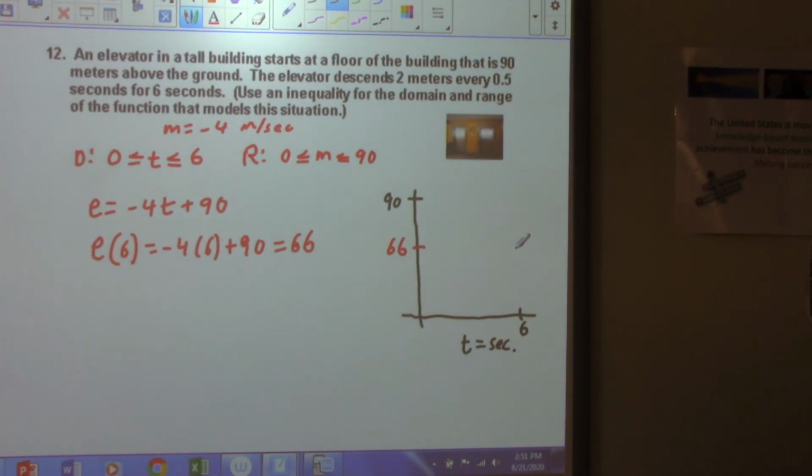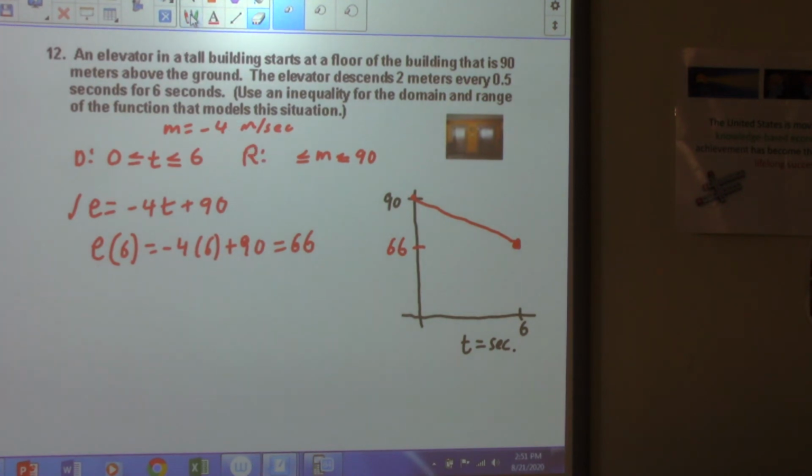So what is the graph of that going to look like? It's going to look like this. Okay, we have our equation. We have our domain. Do we need to fix our range here? Let's go fix that.